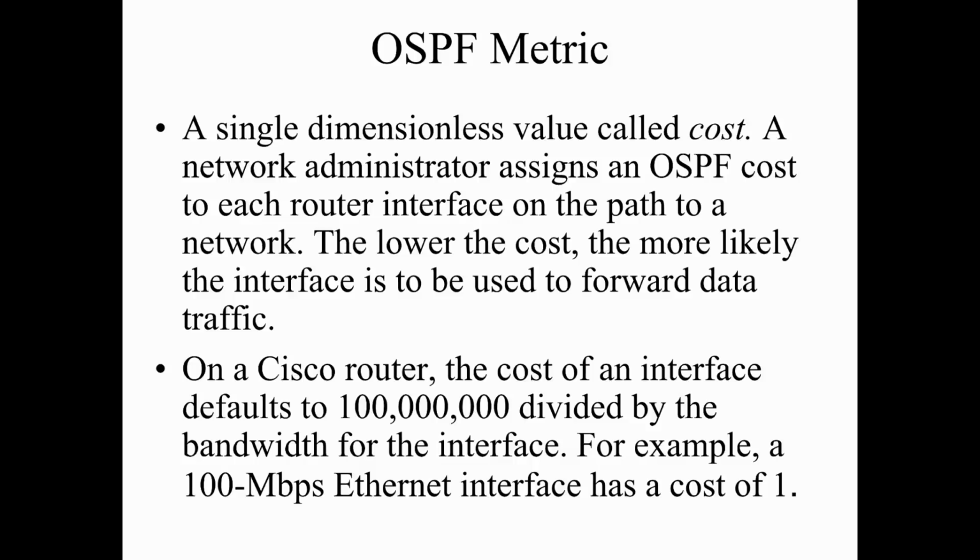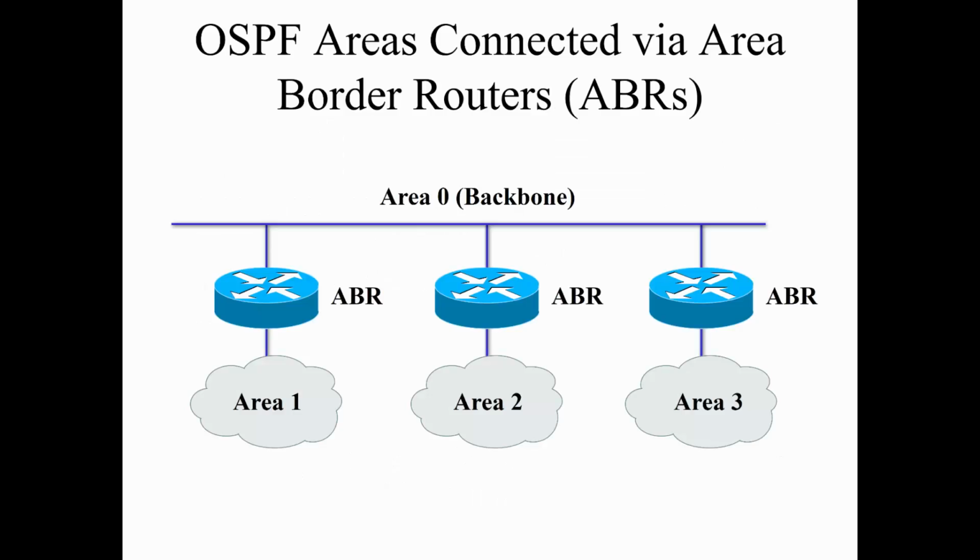On a Cisco router, the cost of an interface defaults to 100 million divided by the bandwidth of that interface. For example, a 100 megabit connection would have an interface cost of 1. There's actually an interface cost breakdown for OSPF metrics, which we may or may not be looking at shortly. OSPF does connect via area border routers, or ABRs. All areas go back to area 0. Area 0 is classified as the backbone. And we have ABRs that connect the different areas back to 0. All areas connect back to 0, period.